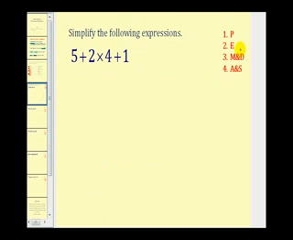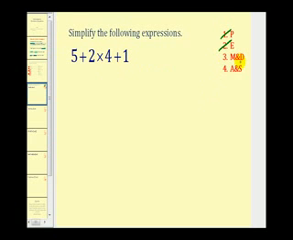Now over here in the upper right hand corner I did put the 4 steps: P for parentheses, E for exponents, M and D for multiplication and division, and A and S for addition and subtraction. So here we have 5 plus 2 times 4 plus 1. So the first step is to simplify within the parentheses. Well, there aren't any, so we just skip that step. Step 2, exponents, there aren't any, so we skip that.